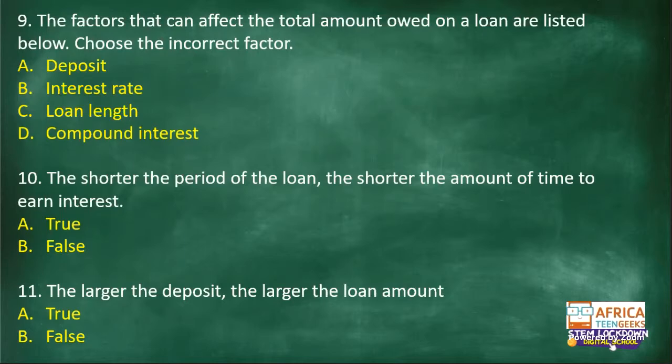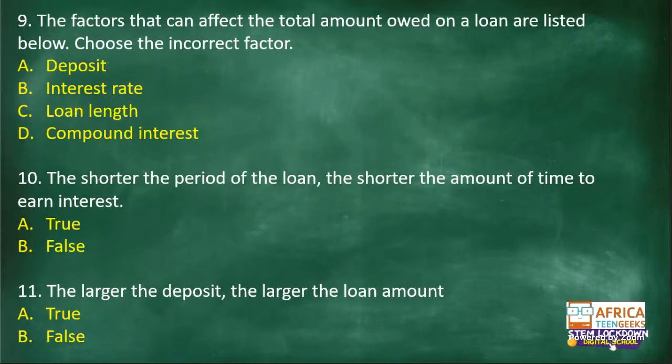So you pay the deposit first, and then your loan is approved, and then you can start paying interest on your loan. Then there's the length of your loan, and there's compound interest. Now, number 10 there says the shorter the period of the loan, the shorter the amount of time to earn interest. So listen carefully. The shorter the period of the loan, the shorter the amount of time to earn interest.